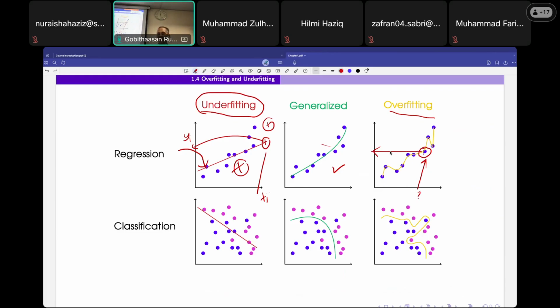The model looks very complicated. Imagine you want to represent it in the form of an equation, right? A very complicated equation. It is overdoing things. That's why we call it overfitting.